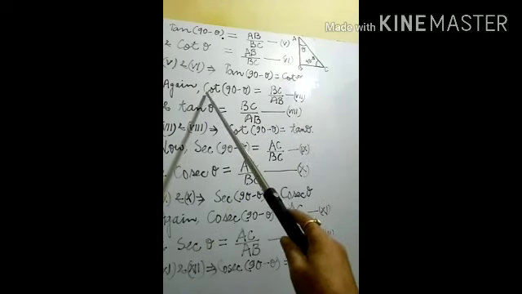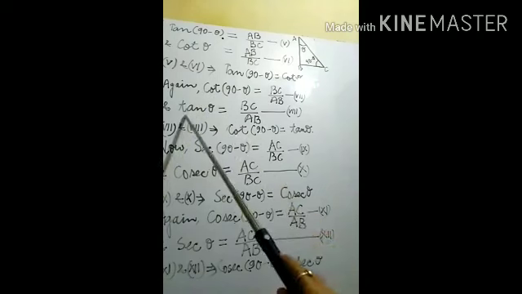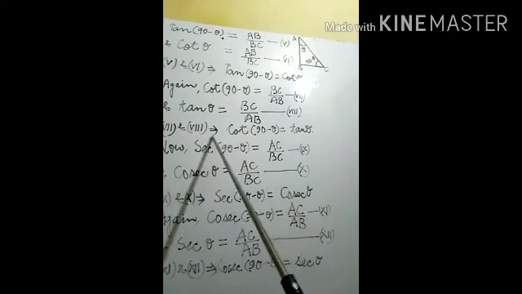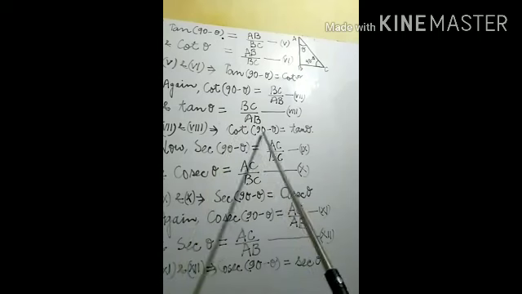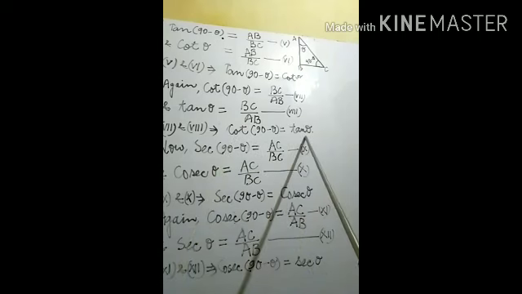What relation will be there? Cot 90 minus theta equals tan of theta. So here we have proved that cot 90 minus theta equals tan of theta.